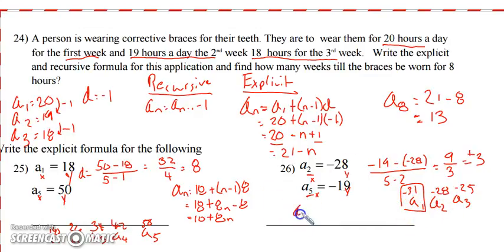And then just go through and do your standard. A1 is negative 31 plus n minus 1 times the difference, which is 3. Distribute your 3, so you get negative 31 plus 3 times n is 3n. 3 times minus 1 is minus 3. Combine like terms. Negative 31 minus 3 is negative 34 plus 3n. And there's your explicit formula.